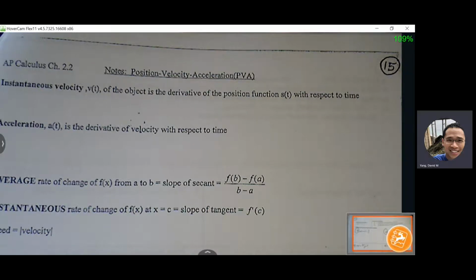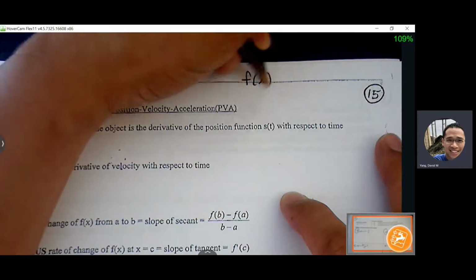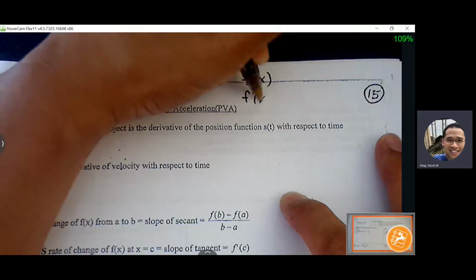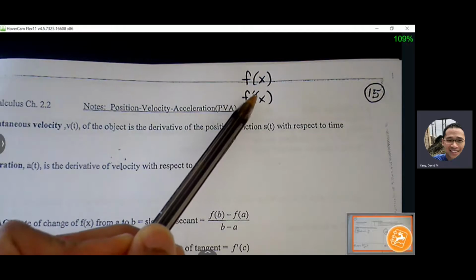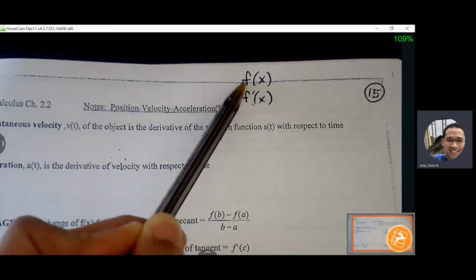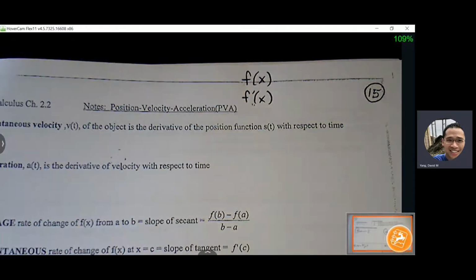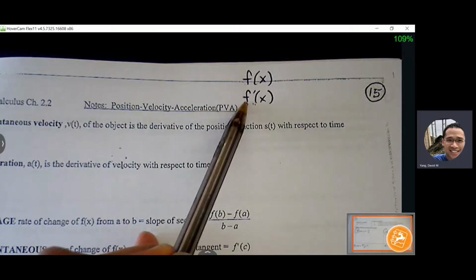Okay, so notes on position, velocity, acceleration, PVA. So far, we've seen the relationship between f and f prime. We know that given the original function, we can find the derivative. We know the derivative is going to describe the slope behavior of the original function. We can also think of the derivative as a way of describing the rate of change of the original function. So rate of change, slope, derivative. We are going to use those 3 things interchangeably a lot.